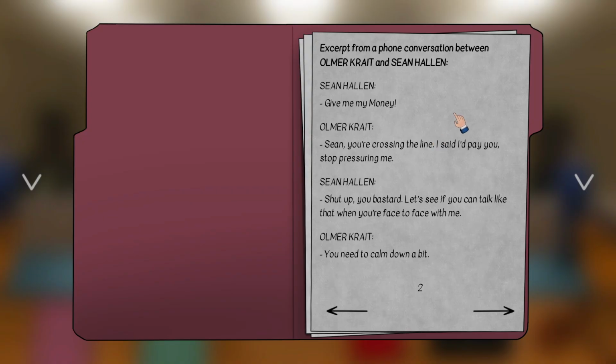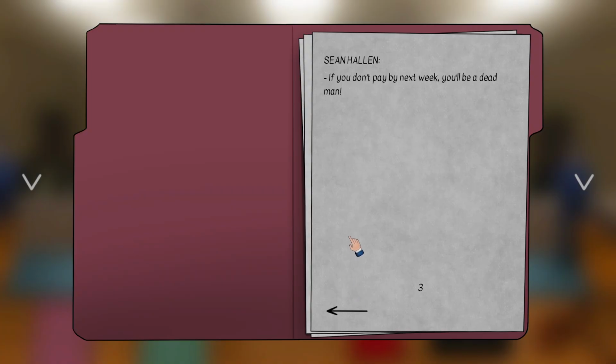Excerpt from a phone call conversation between Omar and Sean Helen. Sean Helen, give me the money. Give me my money, Omar. Sean, you're crossing the line. I said I'll pay you. Stop pursuing me. Shut up, you bastard. Let's see if you could talk like that when you're face to face with me. You need to calm down a bit. If you don't pay me back next week, you're a dead man.